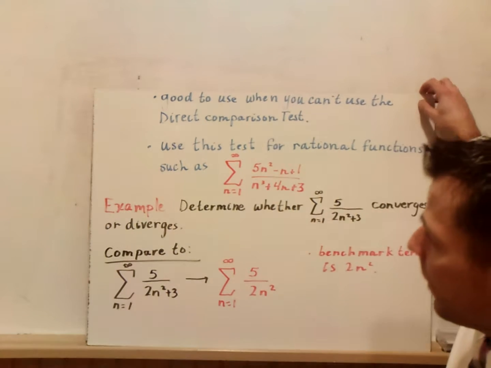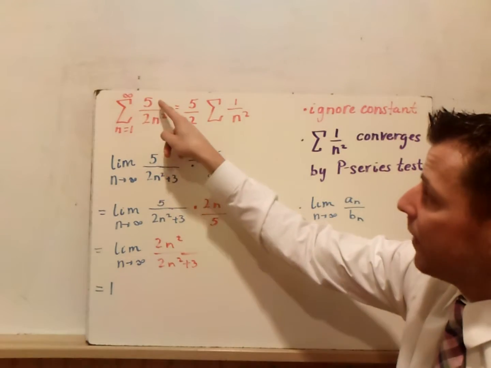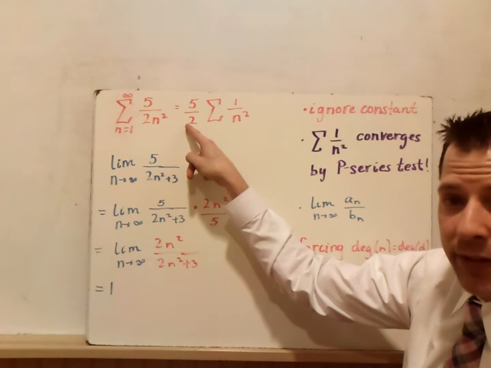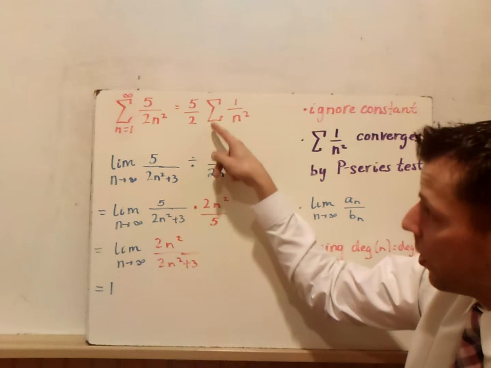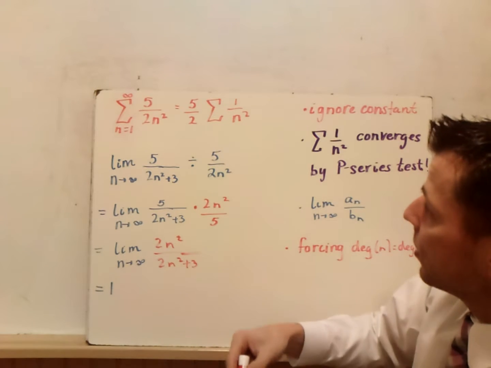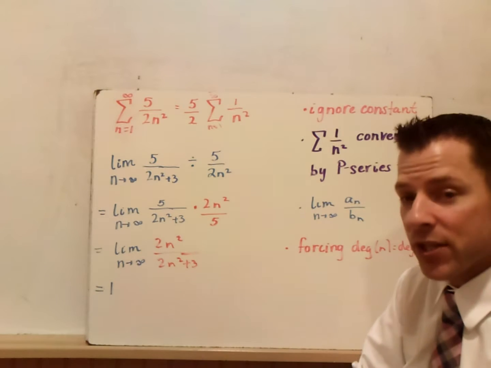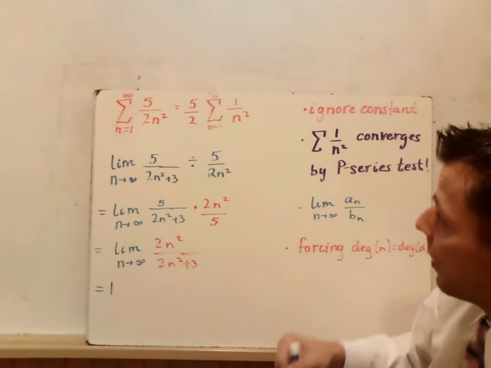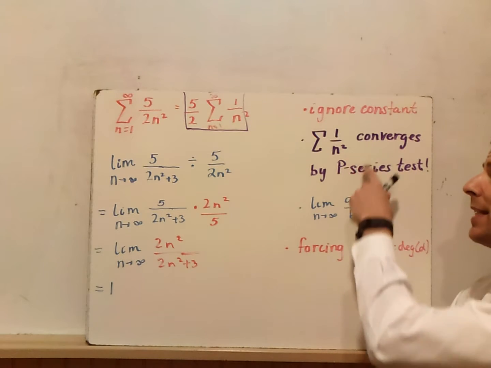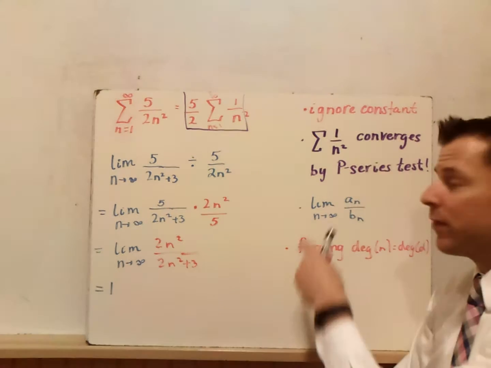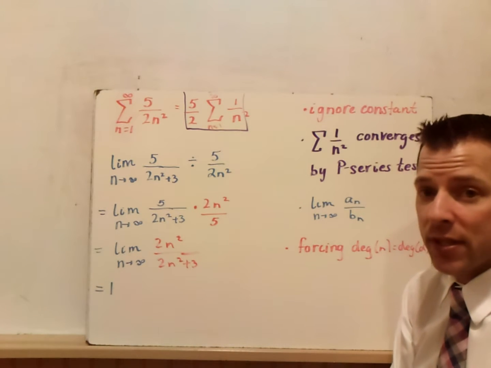Now, I can rewrite this term, 5 over 2n squared. I can pull out that 5 halves. I'm looking at the series from 1 to infinity of 1 over n squared. Now this is great. Look, this is what I'm comparing my limit to. By the p-series test, this series converges. p is greater than 1. Okay, so if you haven't seen the p-series test, you're going to want to see that.